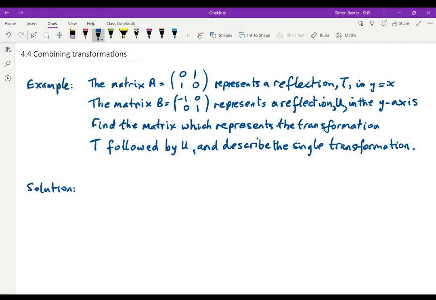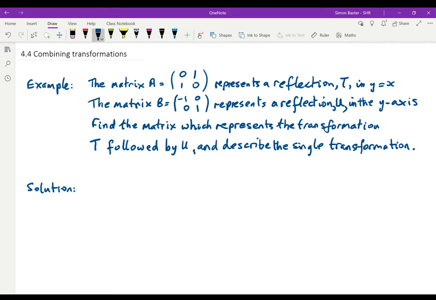In this video, I want to talk about combining transformations. This is a very simple idea. You should pick it up very quickly, but there is one little word of warning. The order in which you do the transformations and the order in which you write them on the paper does look as though it's wrong. I'll explain that more in a moment.